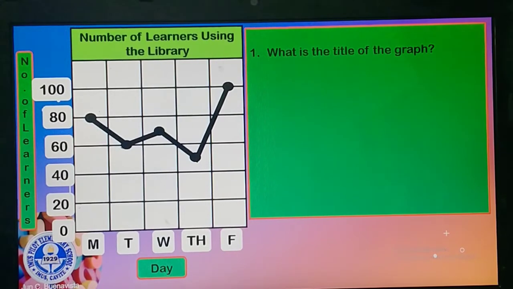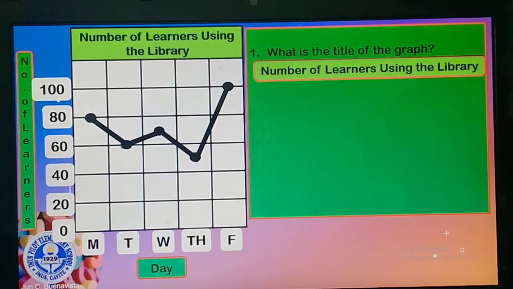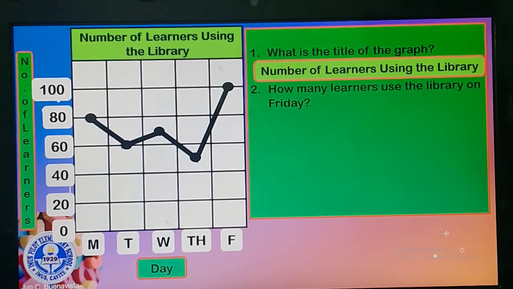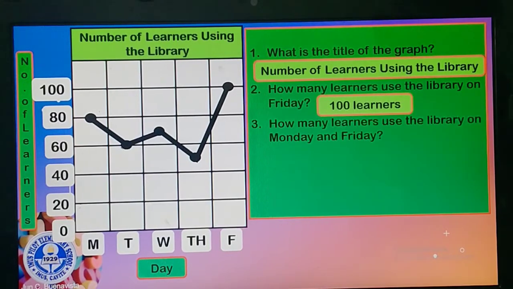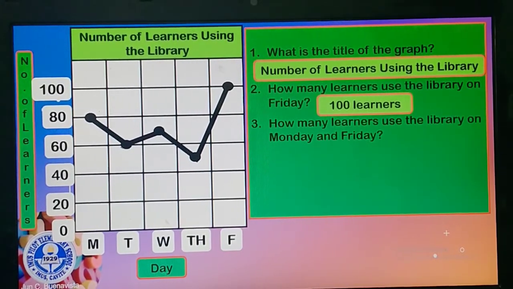What is the title of the graph? Very good. The title is The Number of Learners Using the Library. Again, you are going to write your answer in words starting with a capital letter if you are asked about the title. Next, how many learners use the library on Friday? Look at Friday. Very good. That is 100 learners.